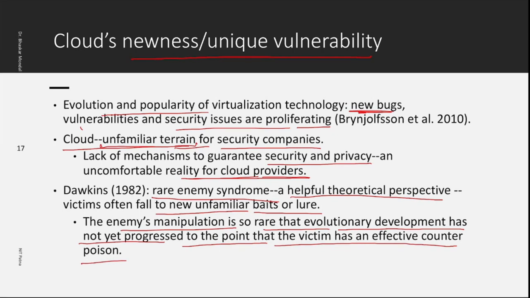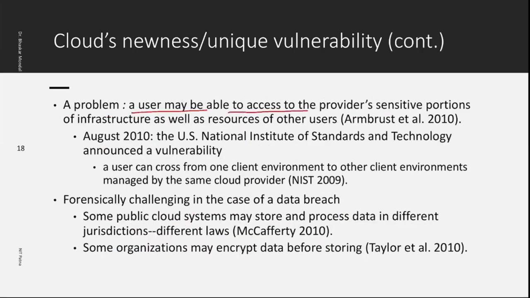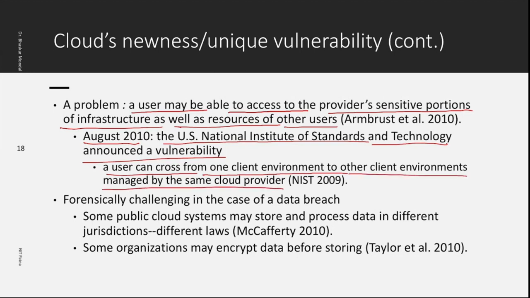Then the problem is that a user may be able to access the provider's sensitive portions of infrastructure as well as resources of other users. In August 2010, the US National Institute, NIST basically, announced a vulnerability that a user can cross from one client environment to another client environment managed by the same cloud provider. So this is very dangerous. There is a cloud storage resource, and one user is using it and another user is also using it, and there is a partition. But if this user one can access this part and with some trick access the other part also, then it is a big security flaw.